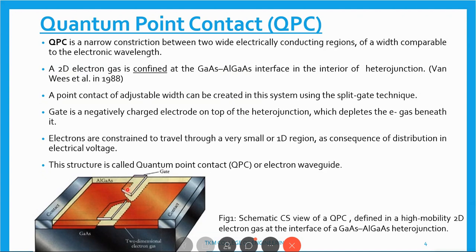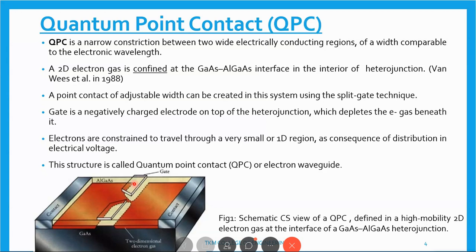So as you can see from the construction, as you go from top to down, the height is different, the width is different, right? By applying the voltage, by changing the voltage, you can vary the width, and electrons are constrained to travel through a very small region, or 1D region, as a consequence of the distribution in this electrical voltage which we apply on the gate. So basically, 2D became 1D.